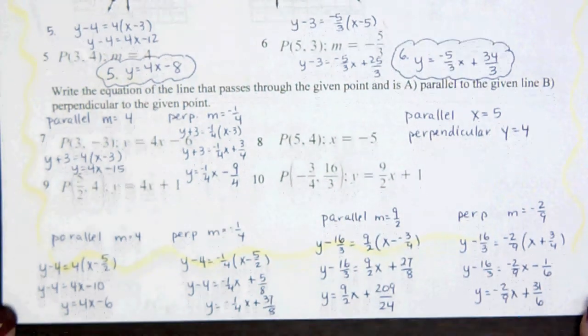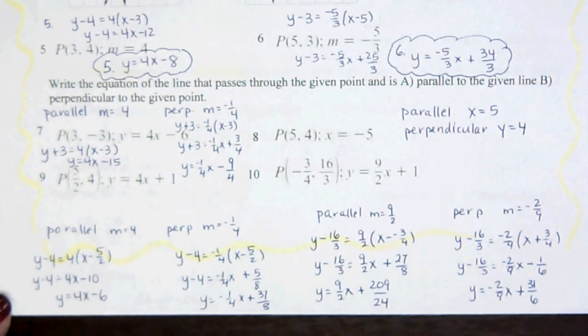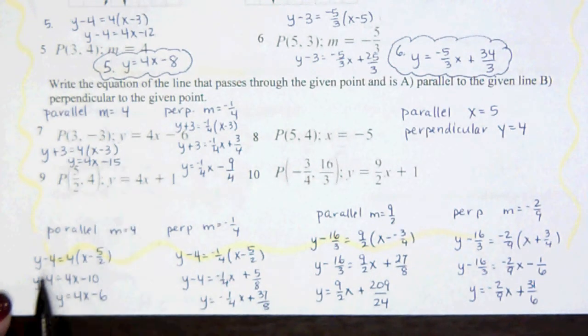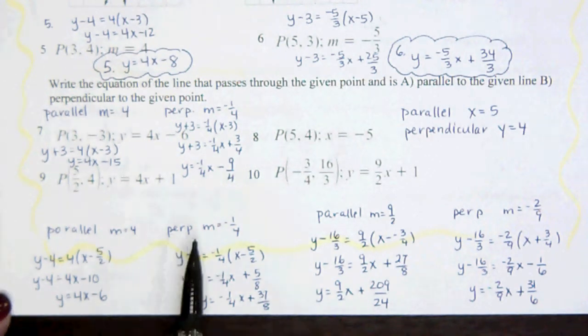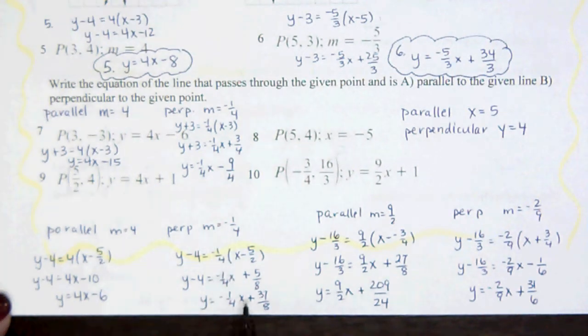The last two, again, I'm just reviewing the whole process. I'm choosing to use some lines that have some fractions in them. I pull out a slope of 4, plug in my point. You can see that I am able to multiply and add to get that. Perpendicular line, negative reciprocal slope. Plug in and again work with the fractions.